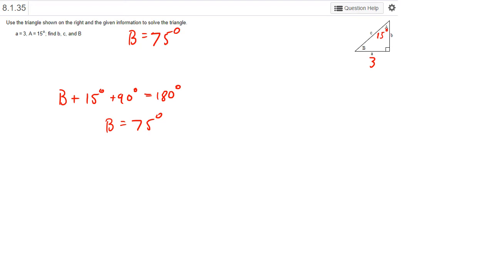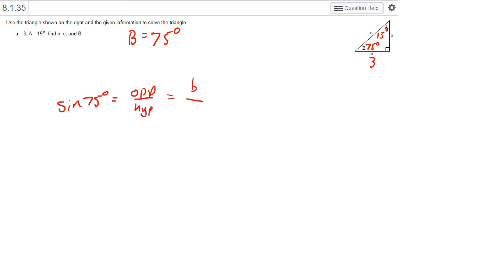That's quite straightforward. Now what we have to do to find our missing side lengths of b and c is set up some trigonometric ratios. Now what I could do, for example, is set up the sine of 75 degrees. I could say, great, the sine of 75 degrees is opposite over hypotenuse. Well, which side is opposite 75 degrees, this angle b? Side length b. What is the hypotenuse? C. But I don't know either of those, so this is not very helpful at this point.